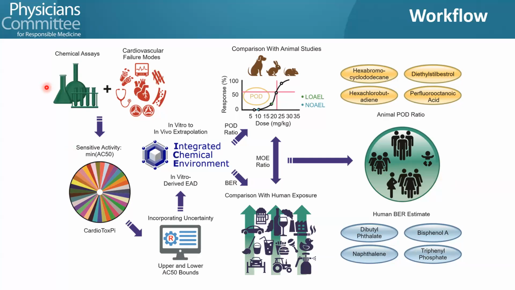As you can see here, we started with chemical assays from ToxCast and Tox21. We had cardiovascular failure modes, and then we built the cardiotox pie to rank the chemicals. The biological activity spans across several assays, but we wanted to be very conservative in our approach. So we just took the most sensitive activity, that was the minimum AC50 of the chemical in that particular set of assays.